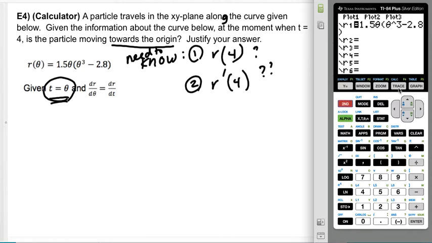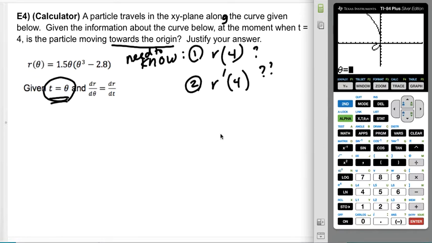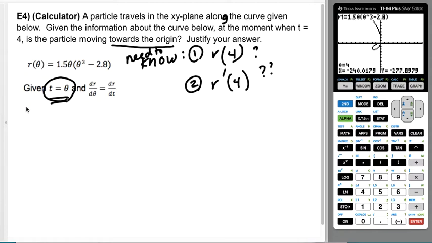So if I go to second calc, I still have value as an option. So I'm going to go ahead and do second calc and pick value. And I want when theta is 4, right? So I'm going to hit 4, enter, okay, and I'm going to get a value. So the problem is that when I find the value, they give me the value in terms of x and y, right?